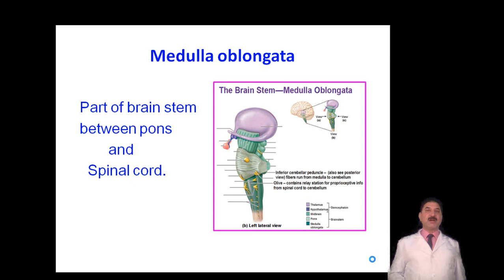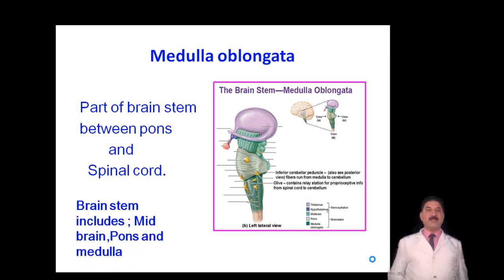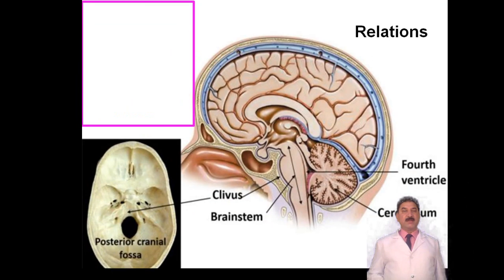So we can say medulla oblongata is part of the brainstem between pons and spinal cord. Brainstem includes midbrain, pons, and medulla. Superior to the medulla oblongata lies pons, and this junction is called pontomedullary junction, and inferiorly it continues as spinal cord. Let us go to the anatomical relations of medulla oblongata.